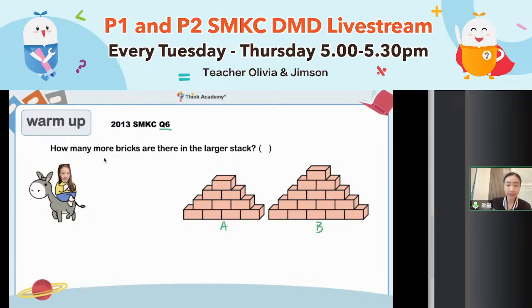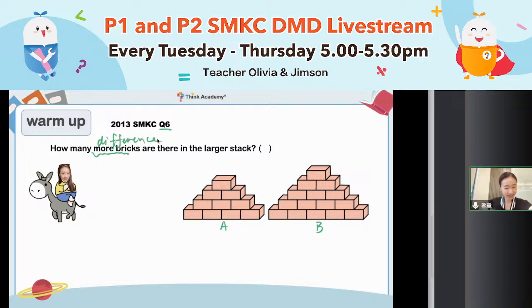Reconsider the problem. The question is asking how many more bricks there are in the larger stack. The question is not asking about the total, but about the difference. Yes, we don't want the total number of them, but the difference of the 2 piles. Teacher gave you 1 minute. You can think about this question on your own first, and if you have the answer already, please type it in the chat box and let me know.